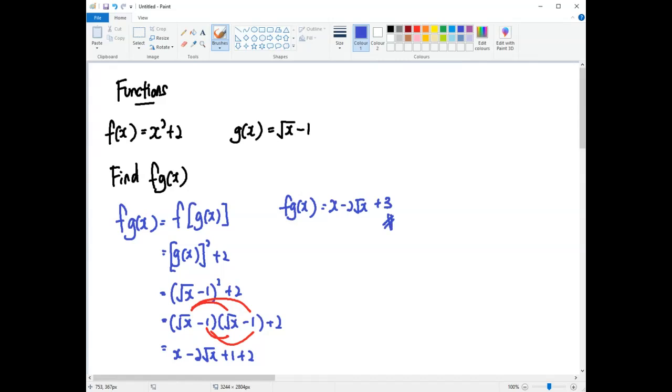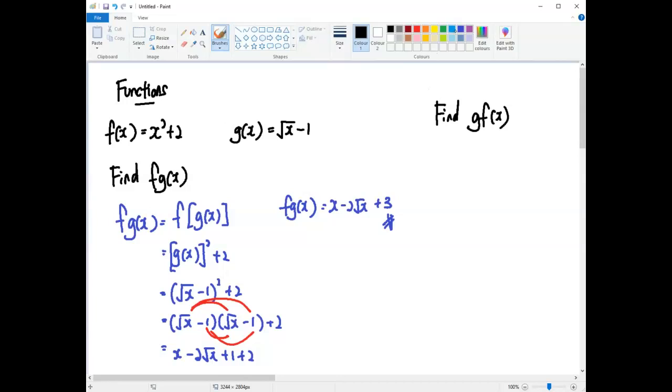If you do not have any questions, then maybe you can try to find g(f(x)). Please pause the video, and after you've got the answer, play the video again to check whether your answer is correct or not. I think you have already got the answer, so we can proceed to get the answer together.